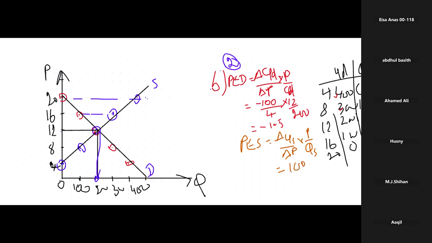So change in price is 4. Price must be the equilibrium price, 12. Quantity must be the equilibrium quantity, 200. So 100 over 4, into 12 over 200. For this also, the answer is 1.5. 1.5 is coming. Is it clear?